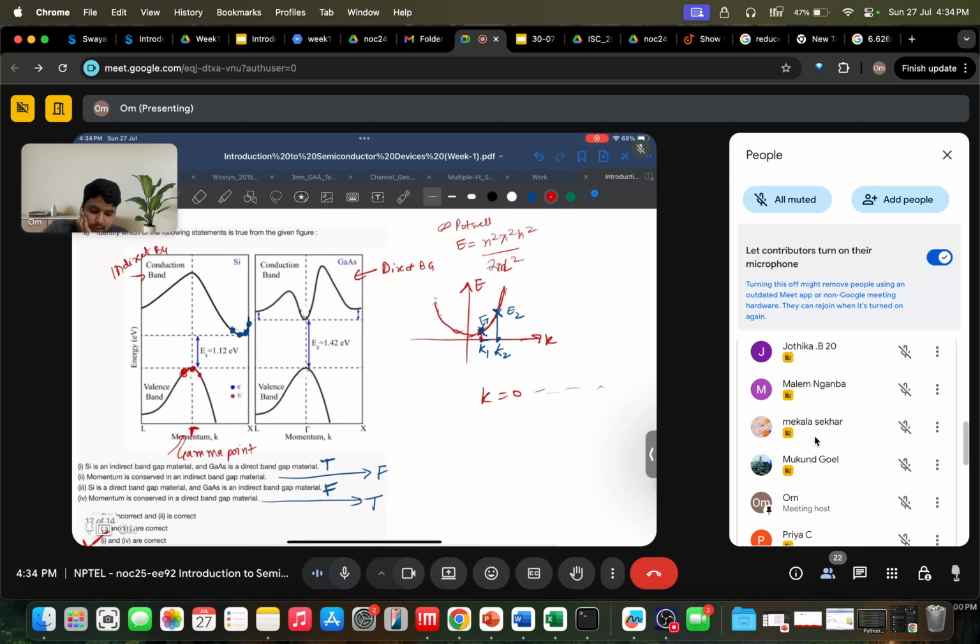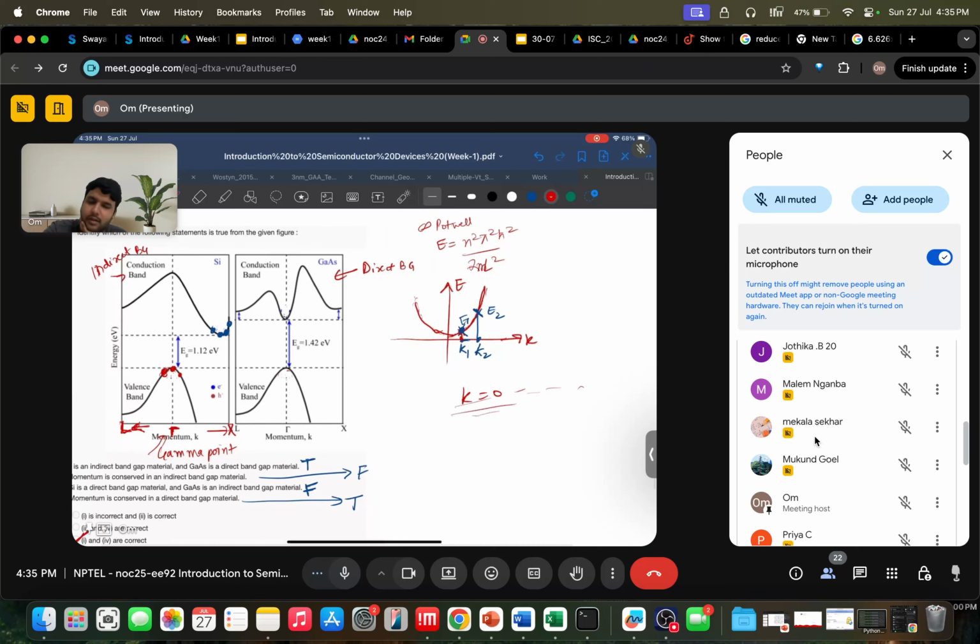And toward this direction is the x side. This direction is the L side. So this is just a relative nomenclature. It does not matter. These numbers don't matter here. The only thing important here is that they are both at different k values.